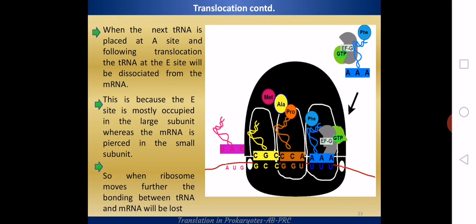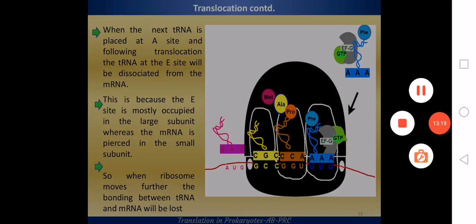Okay, so this is what we see in the elongation phase. So this will continue until a stop codon is encountered in the A site.